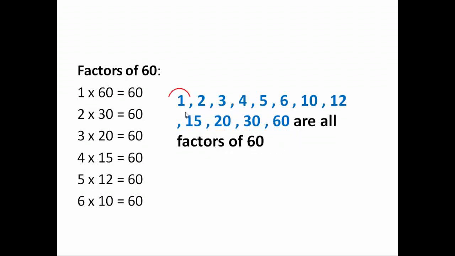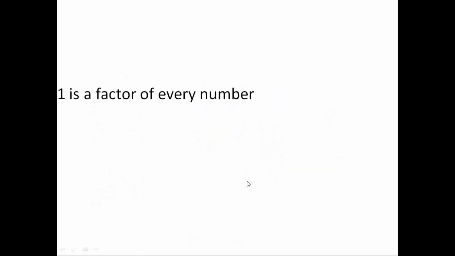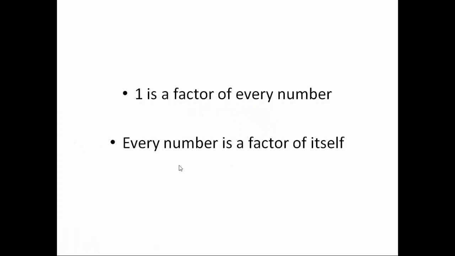Now if you observe here, 1 is the smallest factor and 60 is the largest factor. So we can come to the conclusion that the smallest factor of any number is 1 and the largest factor of any number will be the number itself. So in this case 60 is the number itself, so that is the largest factor. 1 is a factor of every number and every number is a factor of itself.